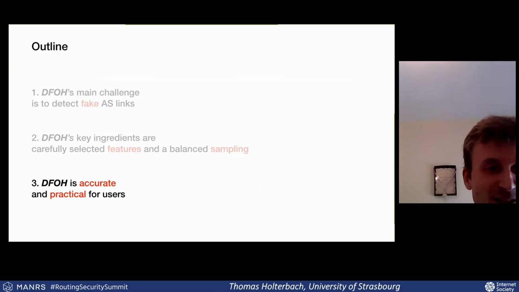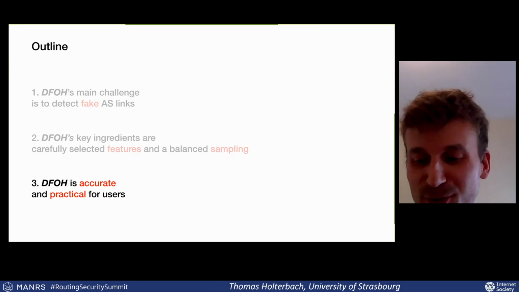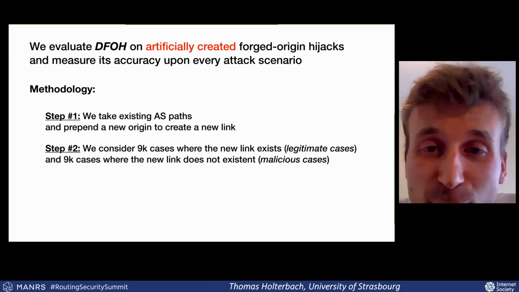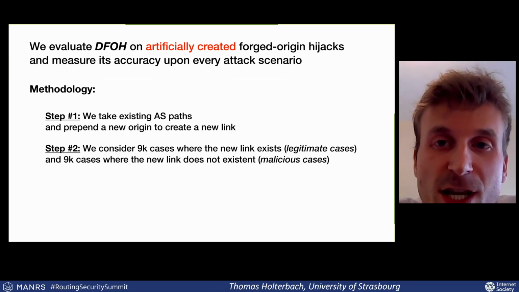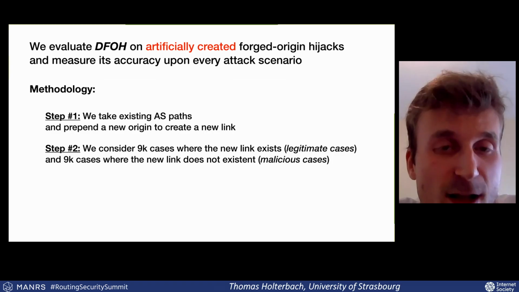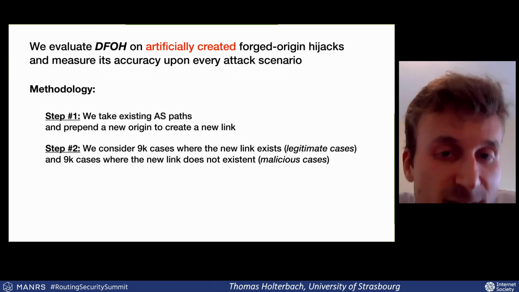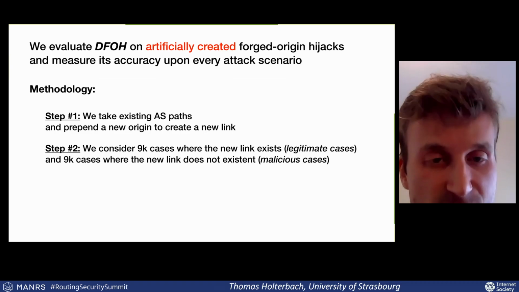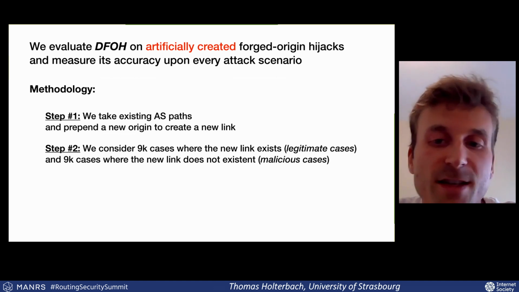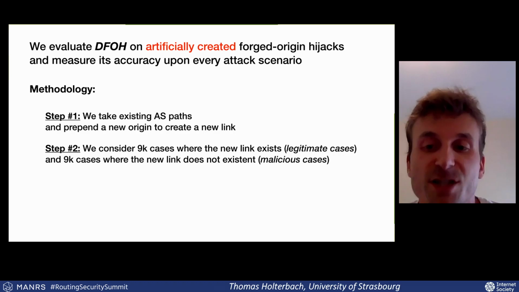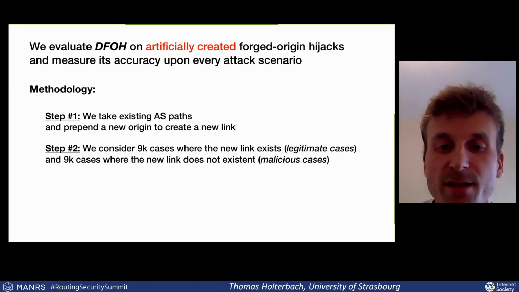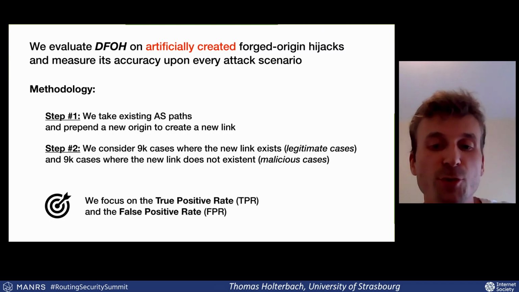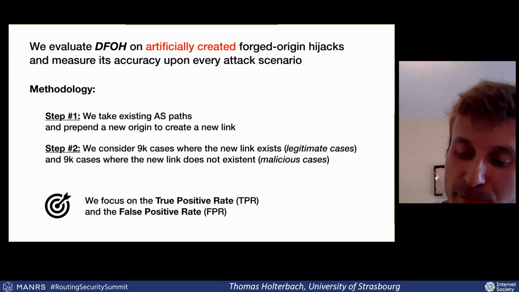Okay, so now we'll show you that DIFO is accurate and practical for users. One of the challenges when evaluating DIFO is that we don't have ground truth. So what we do is we artificially create forged-origin hijacks. To do this, it's not very hard. We just take existing AS paths that we can observe from the BGP routes, and then we prepend a new origin to create a new link. In some cases, we create a new link that exists, so that's a legitimate case. In some other cases, we create a new link that does not exist, so those are malicious cases. And then we focused on the true positive rates and the false positive rates.